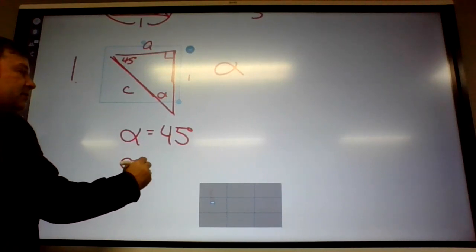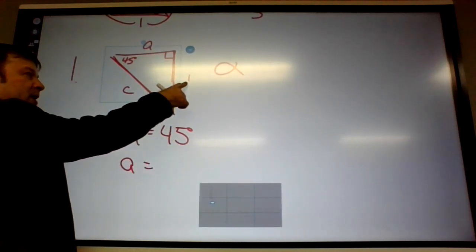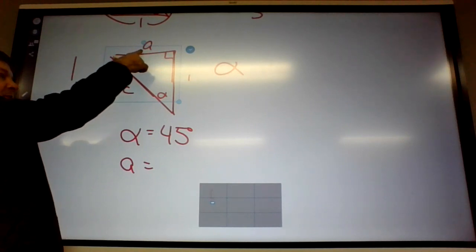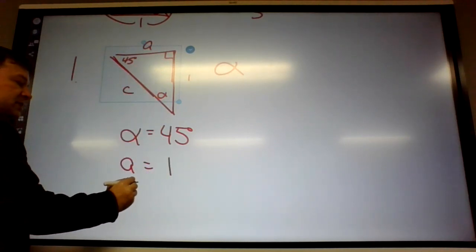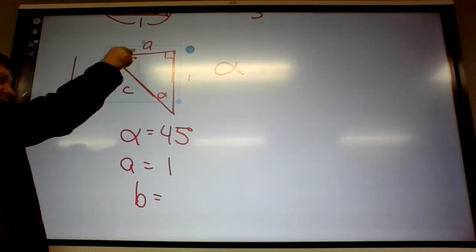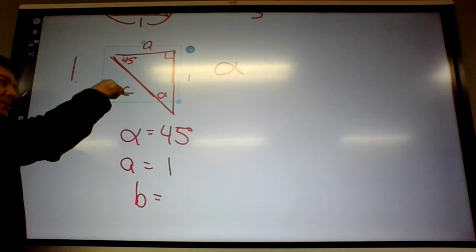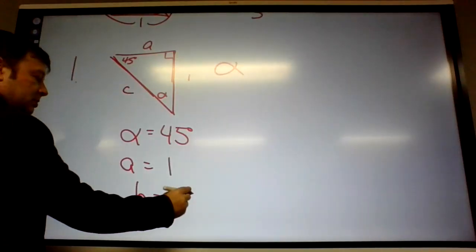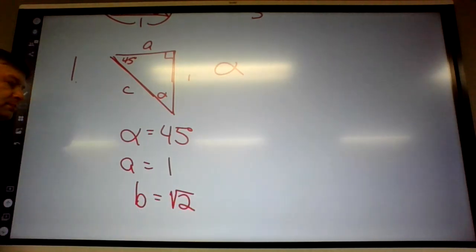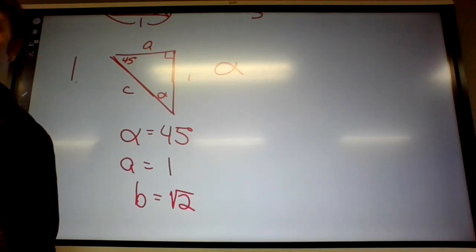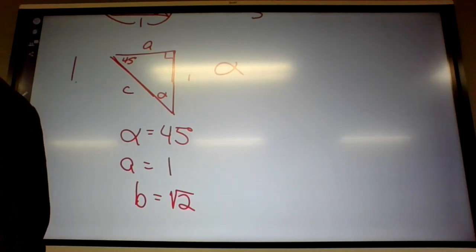Okay, so this one right here is one of the legs, right? So if this leg is 1 on a 45, 45, 90, what's this leg going to be? 1. Legs are the same. It's called an isosceles triangle. If the legs are 1, what's the hypotenuse? Yeah, 1 times square root of 2, which is just square root of 2. Okay, and then number 2 is the 30, 60, 90, right?